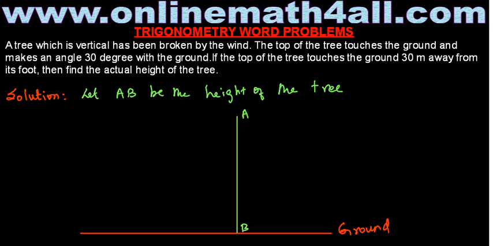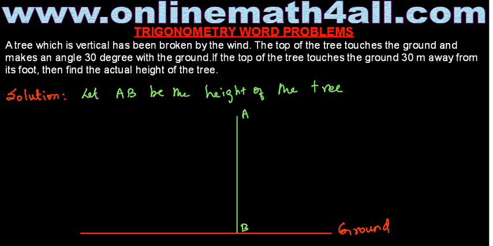Now I hope the students will be clear about this. The line AB represents the tree, so AB is the actual height of the tree. So now our aim is to get the length of AB, because if we get the length of AB, that is the actual height of the tree. Now let's come to the first information.